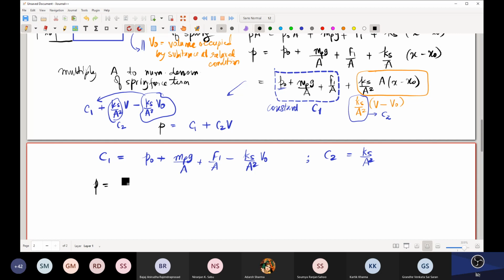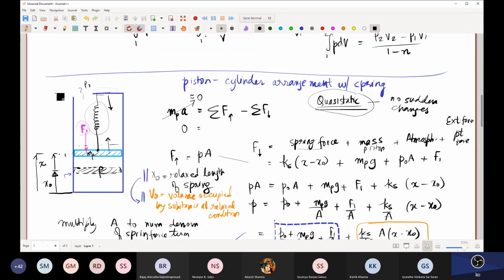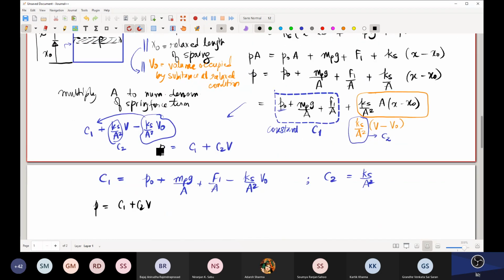So the pressure is C1 plus C2 into V. Actually, you can do it from the top as well. The physics is not going to change. You will still get a pressure which will be linearly related to volume. This is not dependent on the coordinate system; just the constants will change.